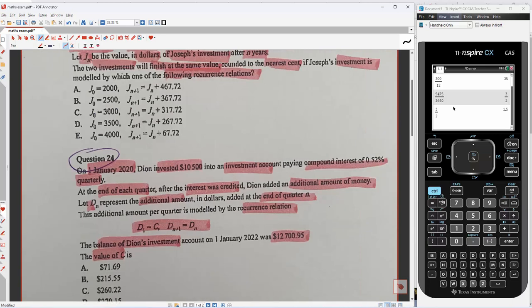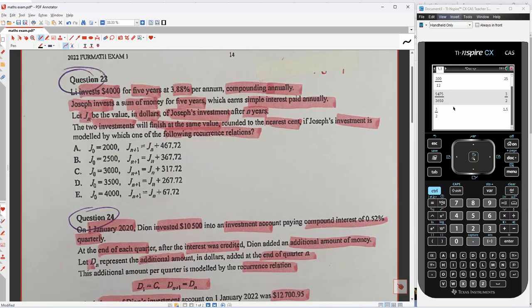Okay, so that is this one here. Lee invests $4,000 for 5 years, 3.88% per annum compounding annually. Joseph invests a sum of money for 5 years which earns simple interest, so the same amount each time, paid annually. Let J_n be the value in dollars after n years. The two investments will finish at the same value if Joseph's is modelled by this.